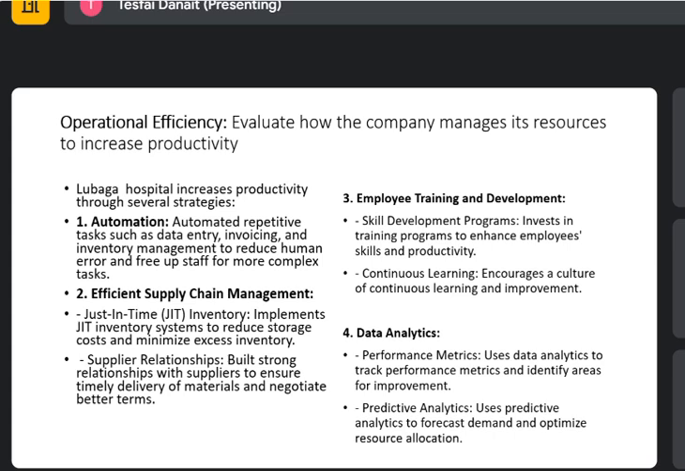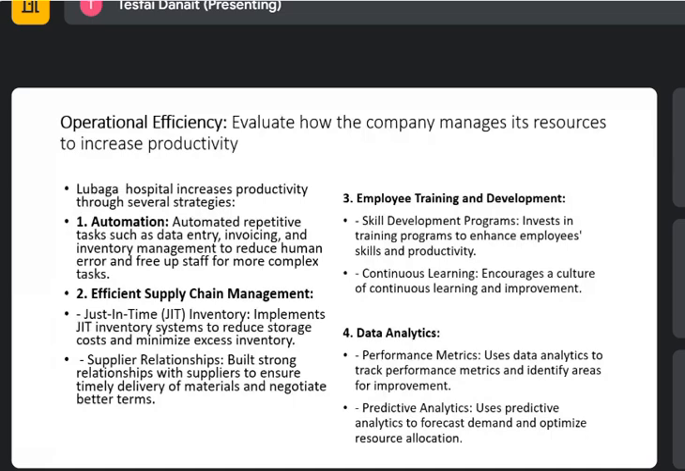The second one is efficient supply chain management, just-in-time inventory, which reduces waste and improves efficiency. So that, like I said, you don't keep what you don't need. It's only when you need it, and you need it in time, that you get it and use it. And then employee training and development: definitely when you skill your staff and they do it efficiently, it increases the productivity at the hospital in Lubaga.